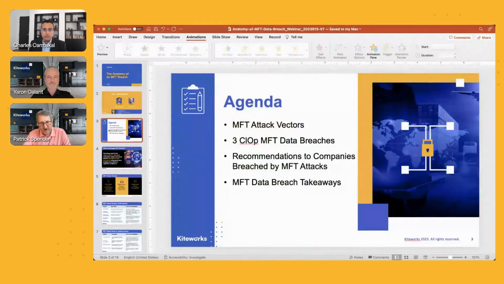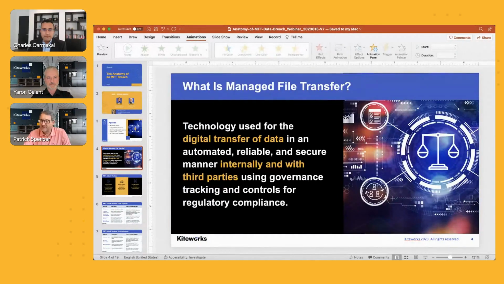I already pretty much told everybody what we're going to be covering. We're going to talk about the MFT attacks and attack vectors. We'll discuss that the CLOP organization seems to be behind most of these attacks, and recommendations to companies that have been breached by MFT attacks. Charles has spoken about that already out in the media. We've collapsed some of those into a few slides that I think the audience will find helpful. And then we'll conclude by covering some takeaways from what actually has happened and where we can go as we move forward. Before we do so, let's talk a little bit about what is managed file transfer.